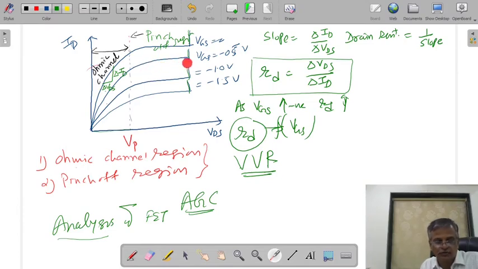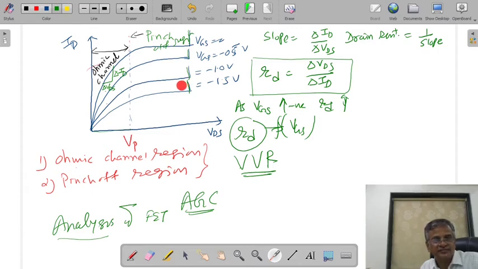So whenever you want to do the analysis of a high impedance FET amplifier, this region is used. This is called the pinch off region. This is your channel cutoff region. I think it is clear. Here there are many applications. Here FET you can use as a VVR. Here you do the analysis. Whenever you want to do the analysis of a field effect transistor amplifier circuit, use this region.